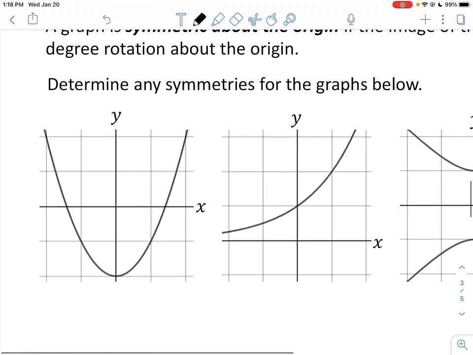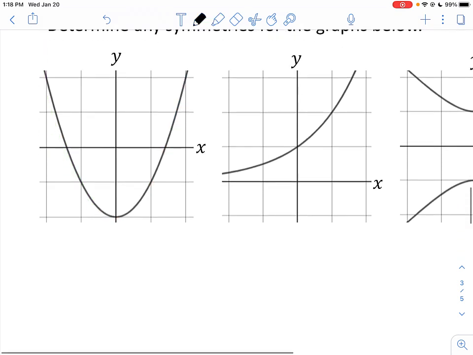Okay, so let's focus on this first graph. We look to the right and left sides of the y-axis. Focus just on the right side of the y-axis. If you were to reflect that across the y-axis and you wind up getting the exact same thing that's already there, then we say that the graph is symmetric about the y-axis.